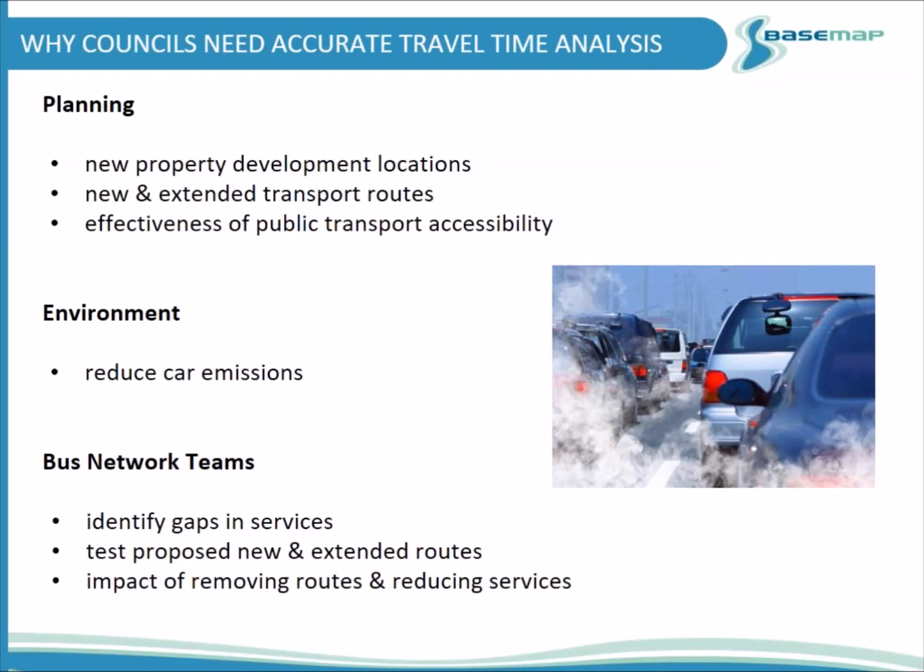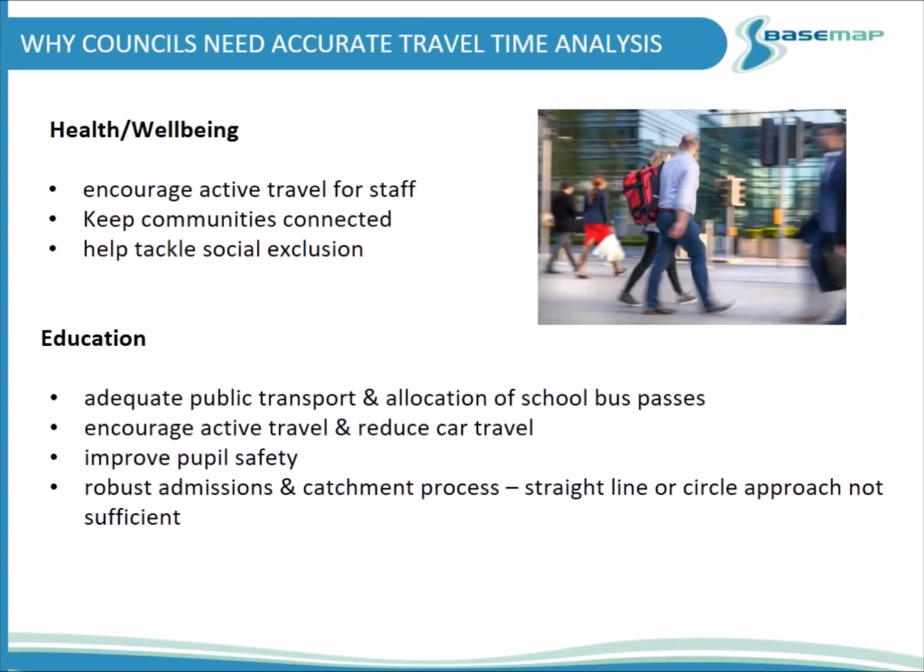You can look at extending a guided busway, for example, and working out the most optimum location for that. Or if you needed to reduce the amount of subsidised services that you offer, you can model that within TRACC as well. So if we wanted to cut 15% of our bus routes, where can we do that and still offer the best level of accessibility for our residents as possible?